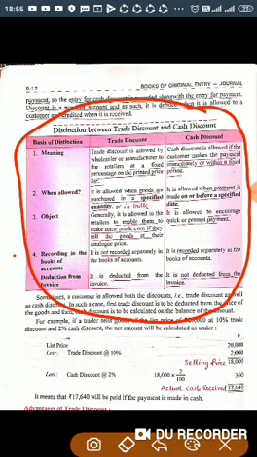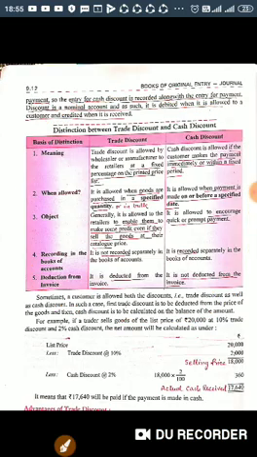Fourth, recording in the books of account. Trade discount is not recorded. Cash discount is recorded in the books of account. Deduction from invoice: trade discount is deducted from the invoice price or list price or catalog price, but cash discount is not deducted from the invoice price. This is all about the distinction or difference between trade discount and cash discount.